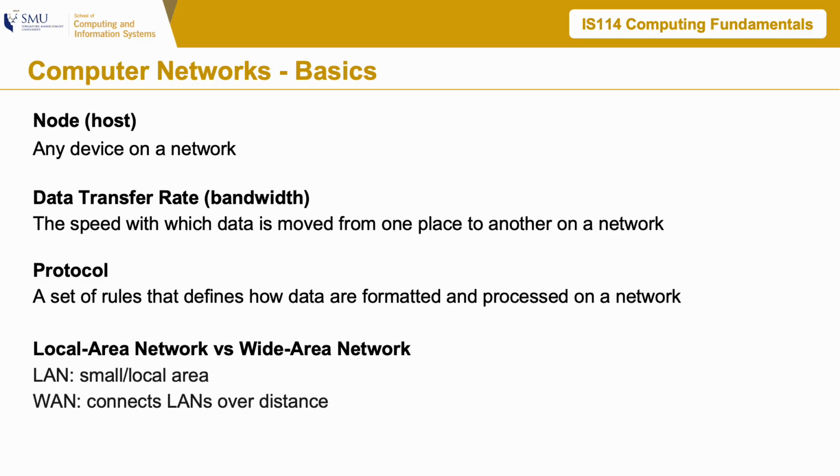We focused on two types of networks, LAN, local area networks, and WAN, wide area networks. LAN covers a small and local area like an office or a building. WAN covers a large geographical area like a country. The internet is the largest WAN of all.